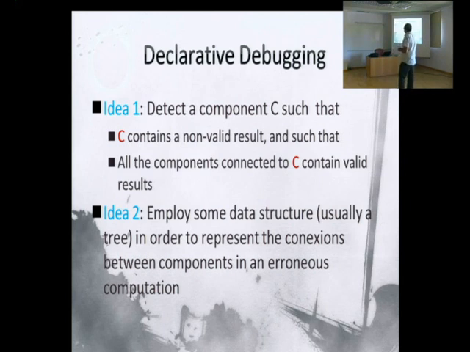And the second idea used in declarative or algorithmic debugging is to employ some data structure, usually a tree, to represent the connection between components in the erroneous computation. So we will use computation trees, and computation trees will say, okay, this component depended on this and this other component in this particular computation.